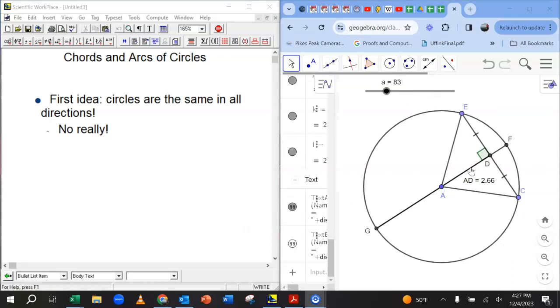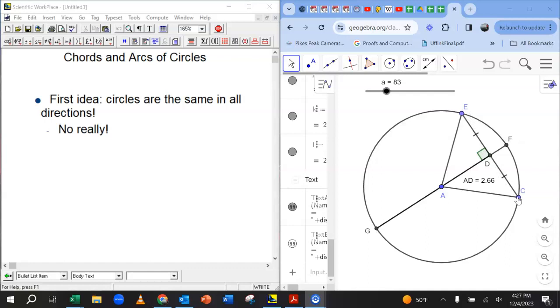I've got AD, and that is the closest distance between the center and the chord. That is not coincidentally 2 other things. That is, D is exactly the midpoint of E and C. Hopefully that's pretty plausible. You can prove it. I'm not going to worry about that.